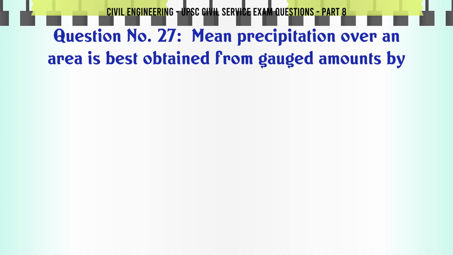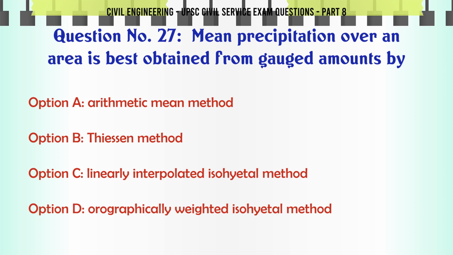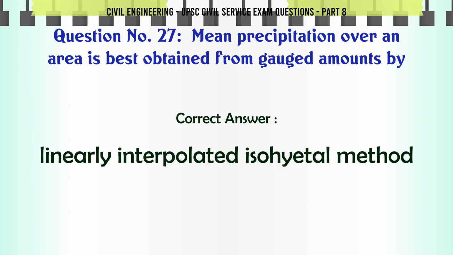Mean precipitation over an area is best obtained from gauged amounts by A: arithmetic mean method, B: Thiessen method, C: linearly interpolated isohyetal method, D: orographically weighted isohyetal method. The correct answer is linearly interpolated isohyetal method.